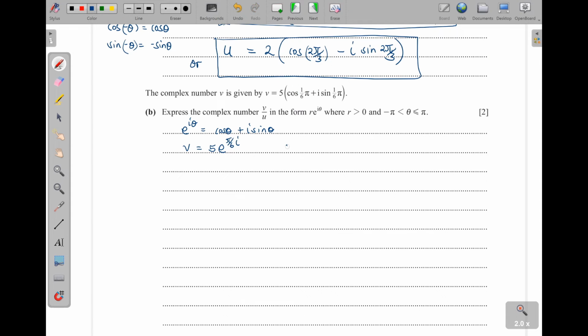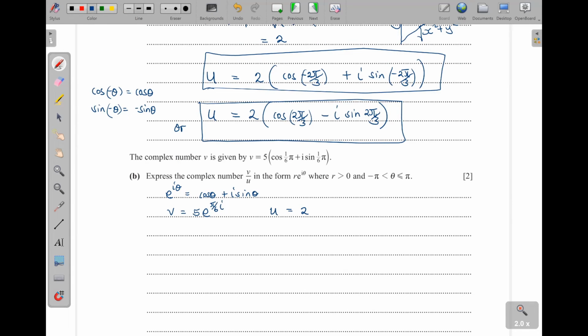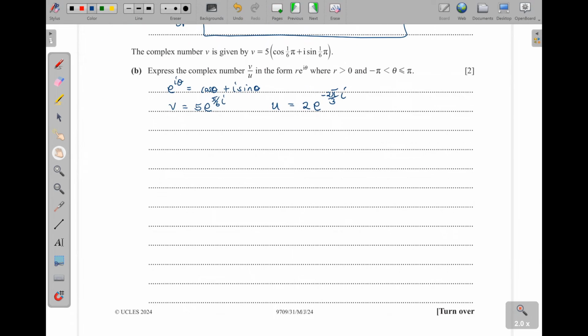How about u? u is therefore going to be 2, then by using the first one, this is the argument, so we are going to have e^(-2πi/3). Now when we find v over u, it is going to be 5e^(iπ/6) divided by 2e^(-2πi/3). Now here we shall have our v over u, which is equal to 5 over 2.